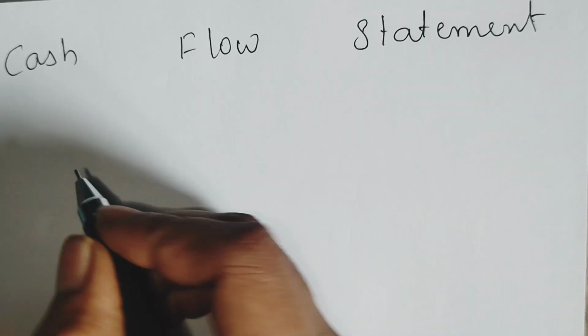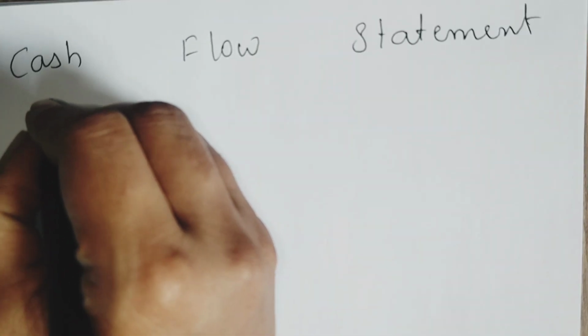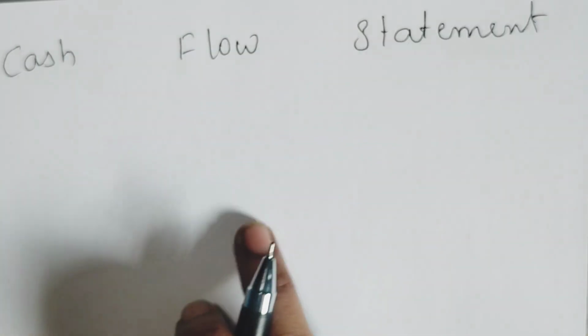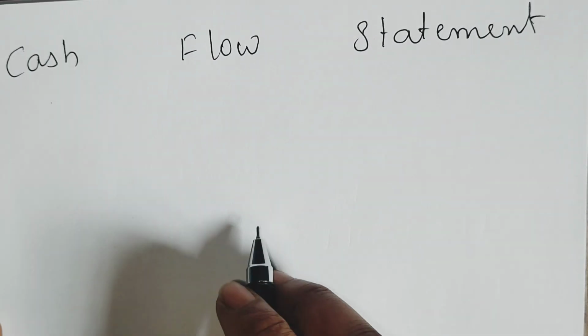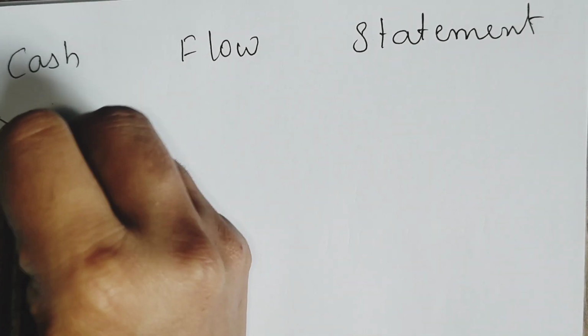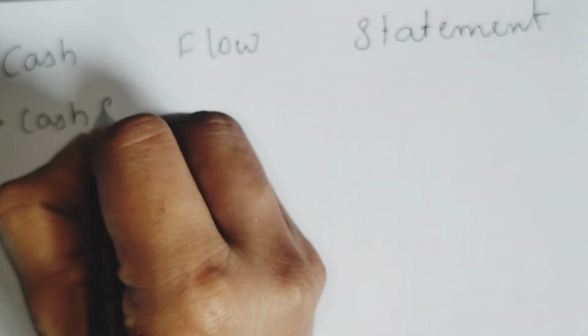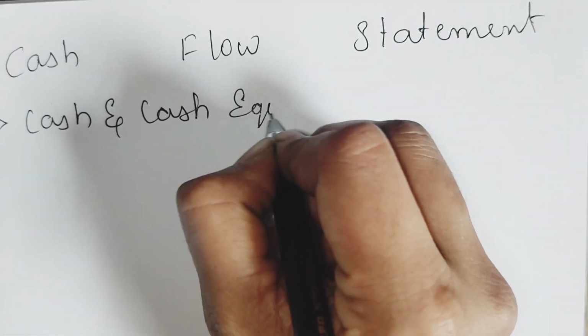cash basis. Now, here you need to understand what cash means exactly in the cash flow statement, because not only what you have in hand will be considered as cash. Under the cash flow statement, cash includes cash and cash equivalents.